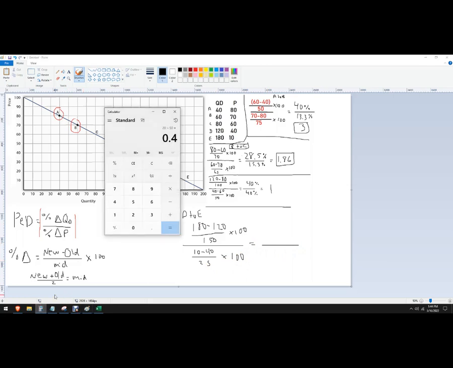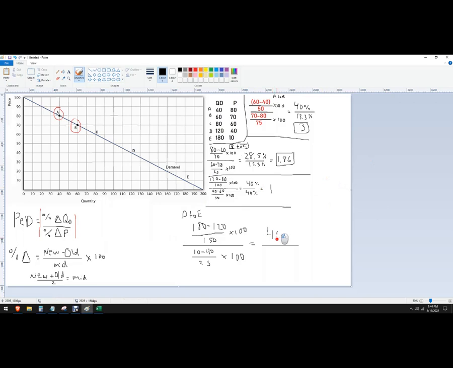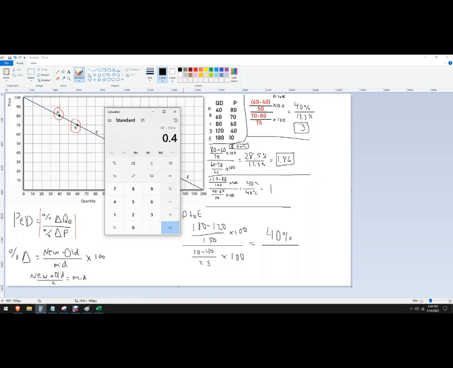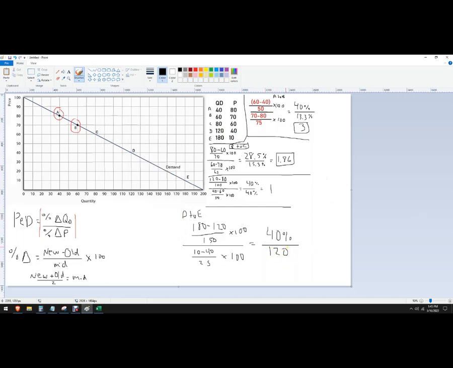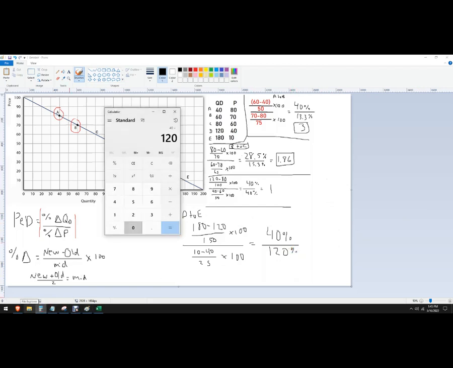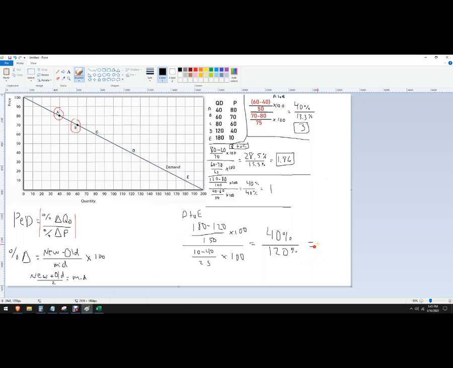So 60 divided by 150 is 0.4. Man, I really like that 40% on this one. So 40% change. And then down here, it is 30, because that's the difference on the top. 30 over 25 is 1.2. That's a big change there. So 120%. And 40 divided by 120 is 1/3, or we would say this is 0.33. So this one is less than 1.